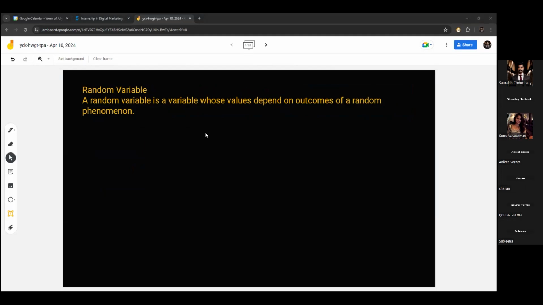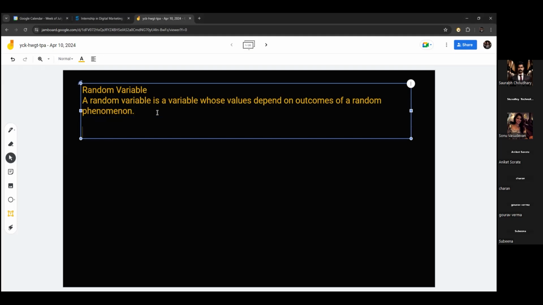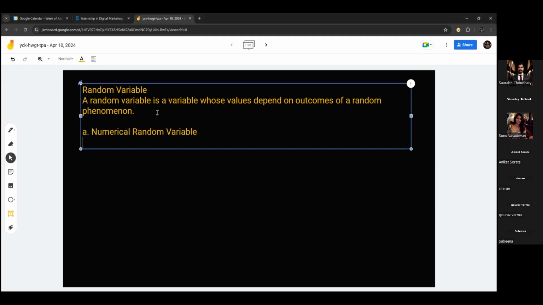So we have two types of random variables. First, you can say, the numerical random variable, which is number based, and then we have the categorical.